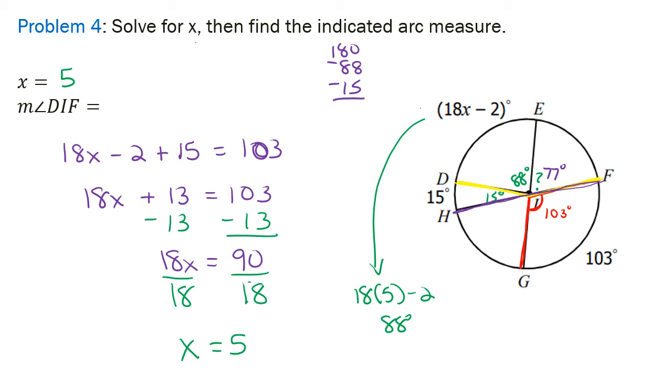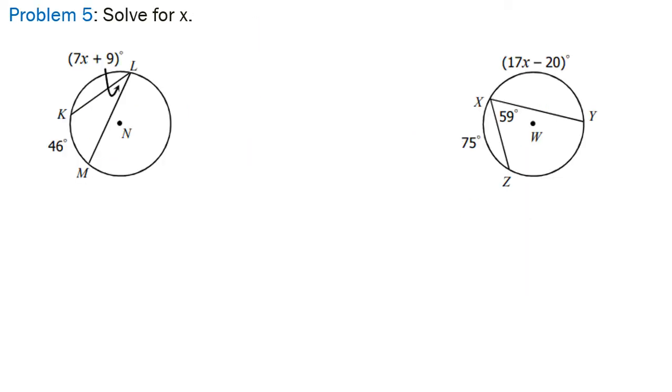Now that we know that's 77 degrees, they're asking for our angle DIF, so this yellow one. So we're going to take these 2 degrees, the 88 and the 77, and we're going to add them together for 165 degrees. And that's the angle DIF.